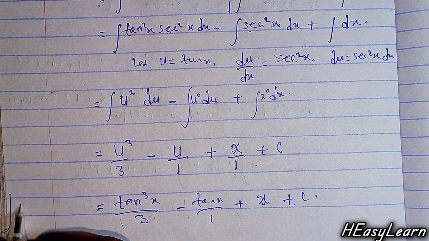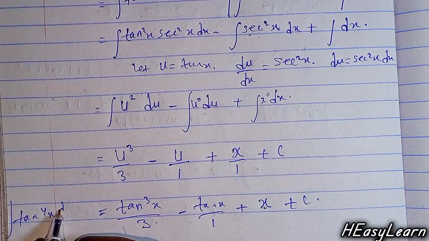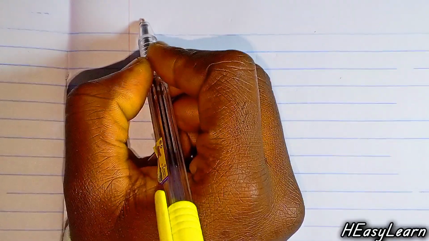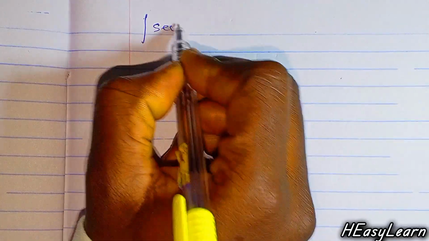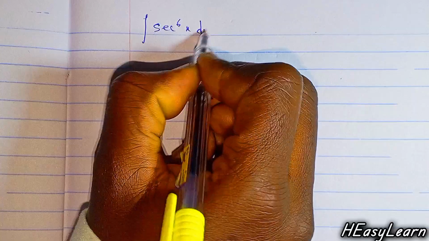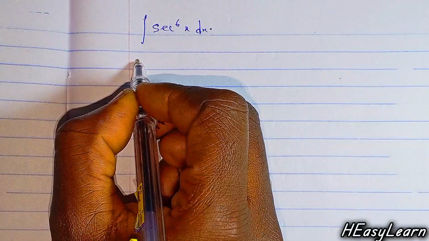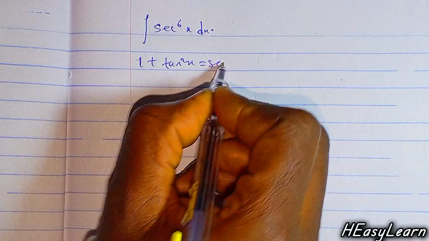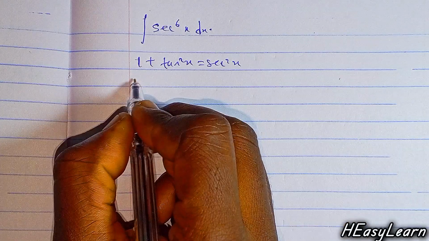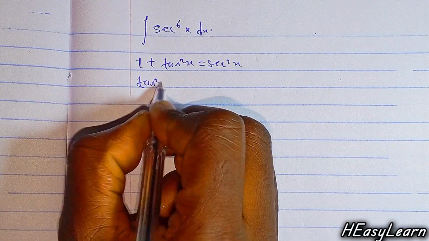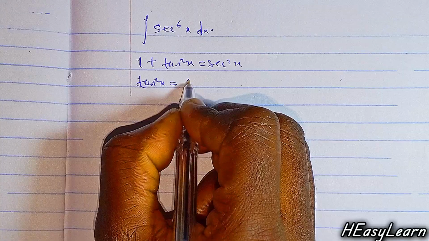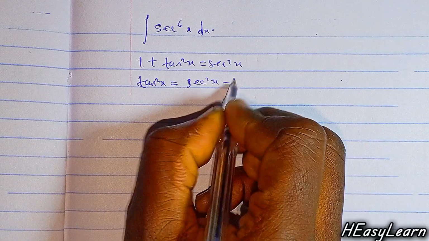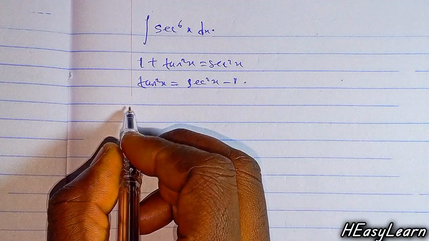Next is the integral of tan 4x dx. What is going to be the integral of sec 6x dx? Recall that from the same trig identity, 1 plus tan square x is the same thing as sec square x. Please watch my previous video. Tan square x is going to be sec square x minus 1. So this is from the trig identity.